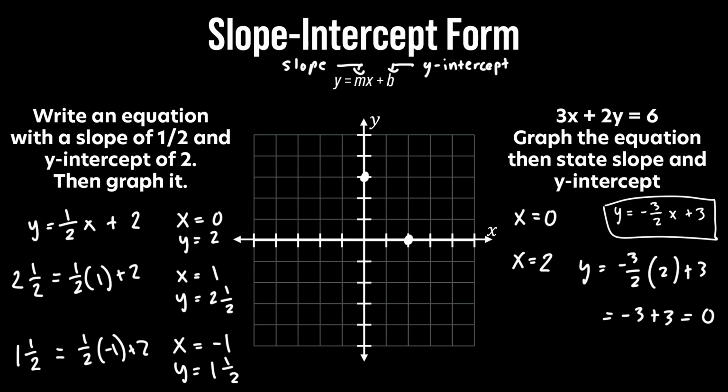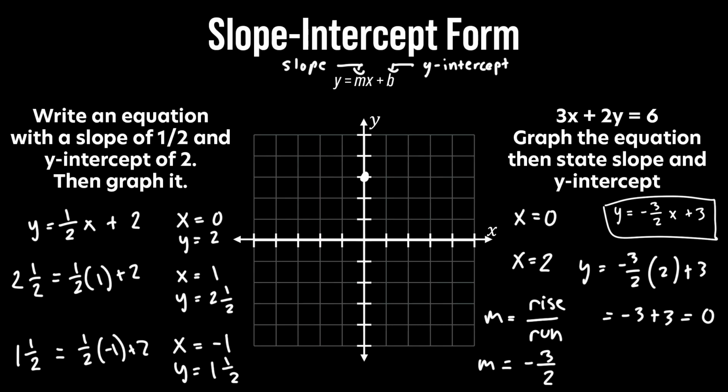Now here's a nice little trick that you can use. Well, in a previous video, we discovered that the slope, or m, is equal to rise over run. And so -3 over 2 is effectively your rise over run. M is equal to -3 over 2. Rise being -3 and run being 2.